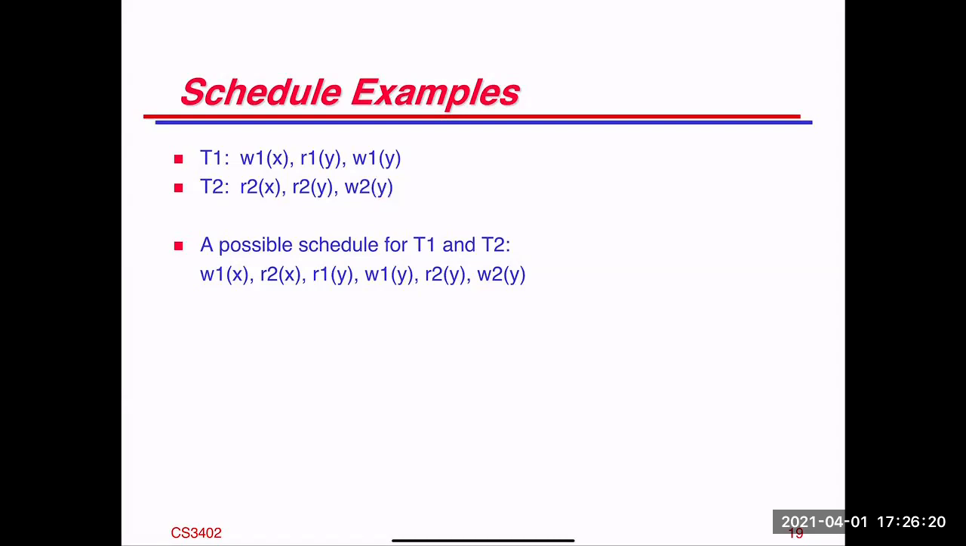So what's a possible schedule for T1 and T2? Well, this would be a possible schedule, right? So first I have the first write for transaction 1 of X, then I'm reading in transaction 2, so this one here, of X, then I'm again executing the operation of transaction 1, so I'm reading Y, and so on. So this would be one possible schedule. Okay.